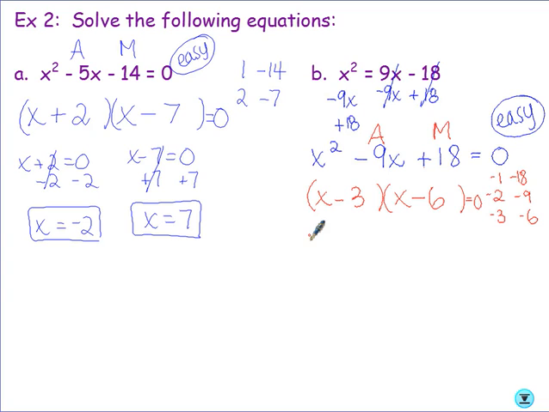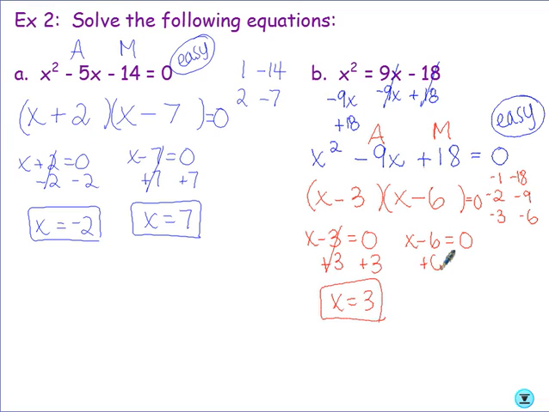So we're going to take x minus 3, the first parenthesis, and set it equal to 0. We're going to take the second parenthesis and set it equal to 0. I need to solve this equation. That would require me to add 3. 0 plus 3 is 3 for one of my answers. I have to add 6 on this one. X equals 0 plus 6 is 6 for my other answer.